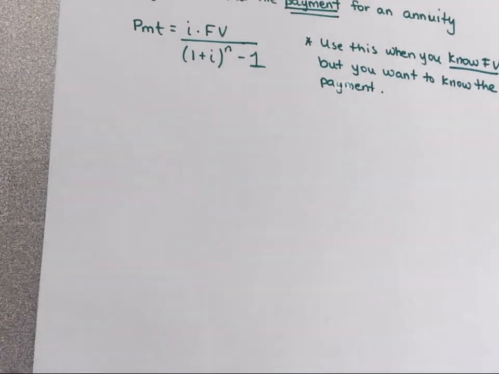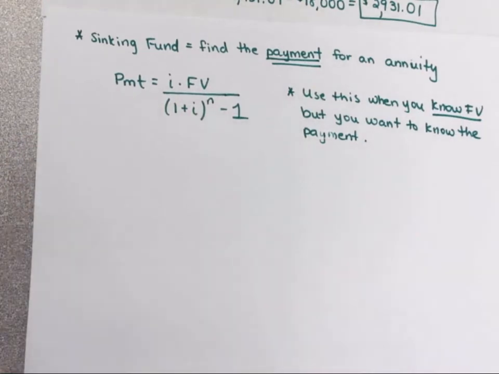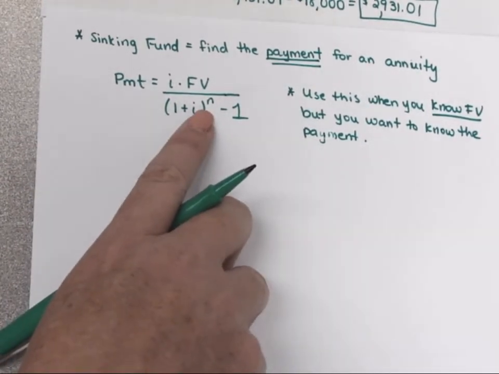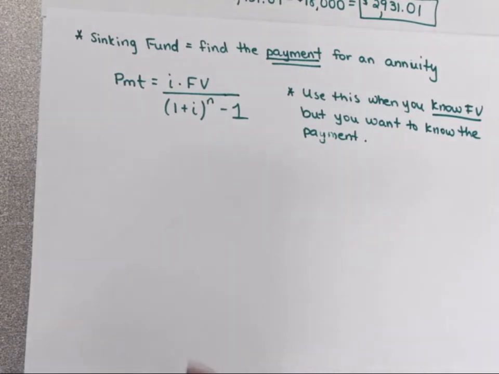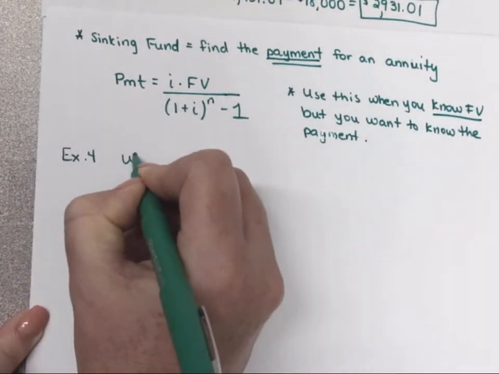Okay, I still stands for the same thing. So what is I still? It's going to be interest divided by the number of times per year, right? N is still going to be the number of payments. Okay, so let me switch kind of our wording here and show you how this is different.